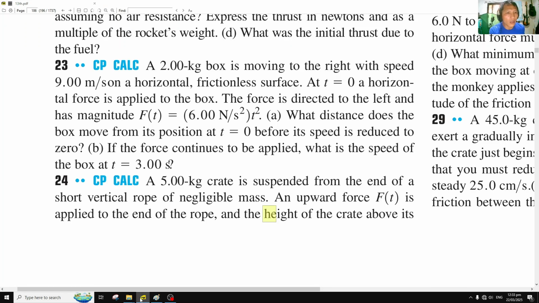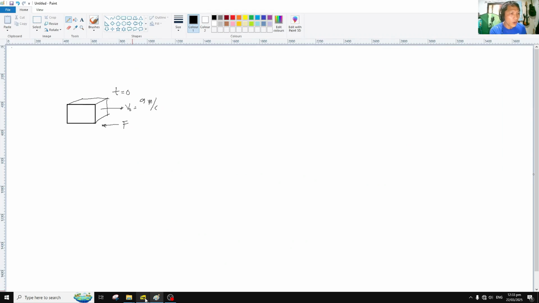The next question: your force is actually a function of time. So what distance does the box move from its position at t equals 0? Since your force is not constant, your acceleration is not constant. So you cannot use the kinematics equations here, because your four equations for kinematics only apply when your acceleration is constant. But Newton's second law would still apply.